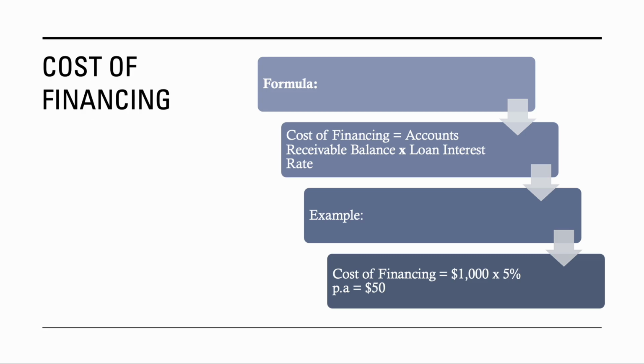The cost of financing is a straightforward formula. Let's say the accounts receivable balance is $1,000 and the bank interest rate is 5% per annum. Then our annual cost of financing is $50 per annum. So it's a straightforward computation which is commonly used to compute what's the finance cost for the company in providing a credit to the customer.